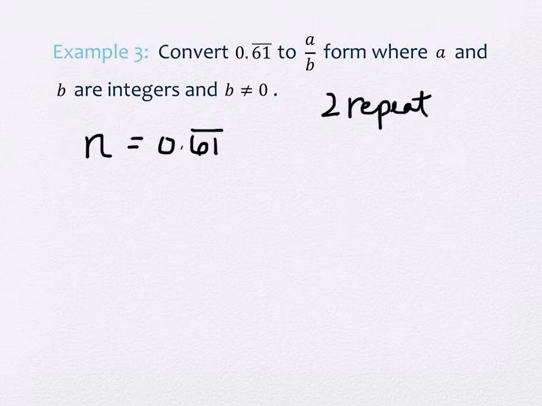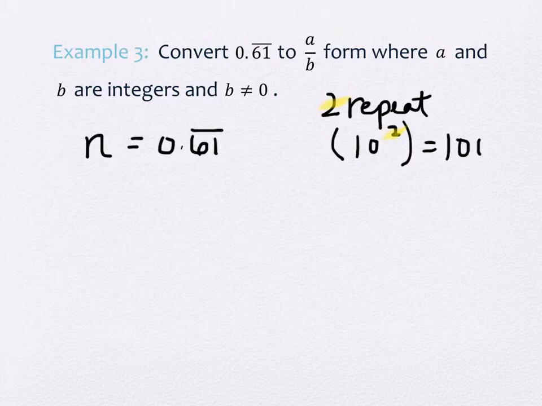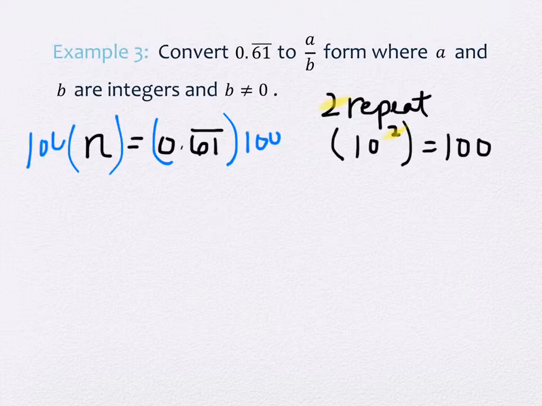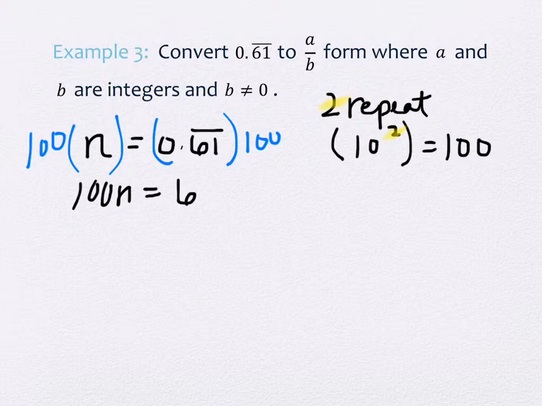So what I'm going to do is I'm going to multiply by 10 to the power of 2, because I have the 2 repeating decimals. But if you'll remember, 10 to the power of 2, well, that's just 100. So we're going to multiply both sides by the value 100. Okay, so on the left-hand side, obviously, I end up with 100n. On the right-hand side, this is interesting. So obviously, the 61 that's underneath the bar right now is going to be multiplied by 100 and move in front of the bar, so I have 61.